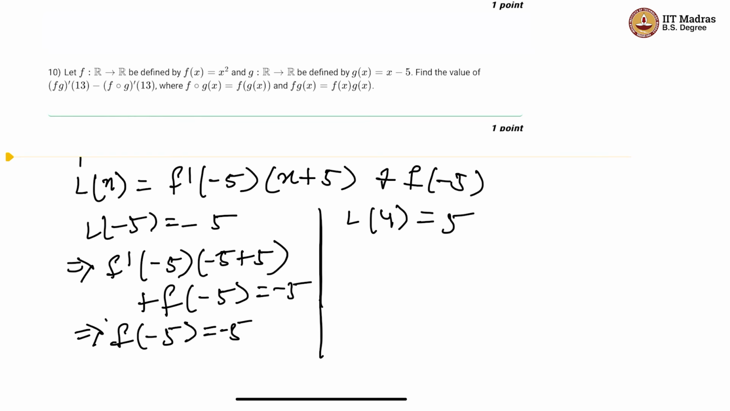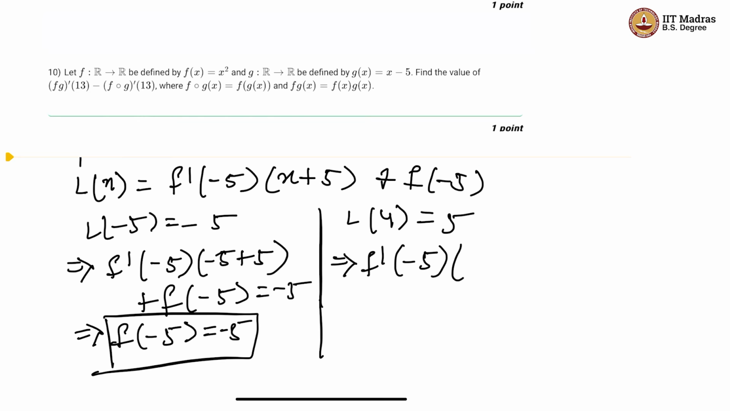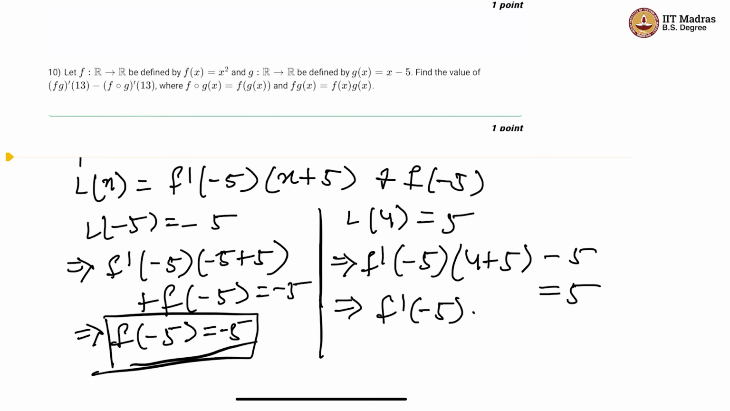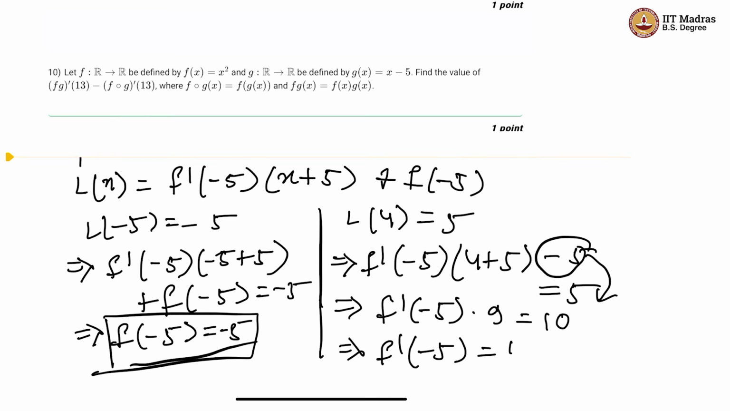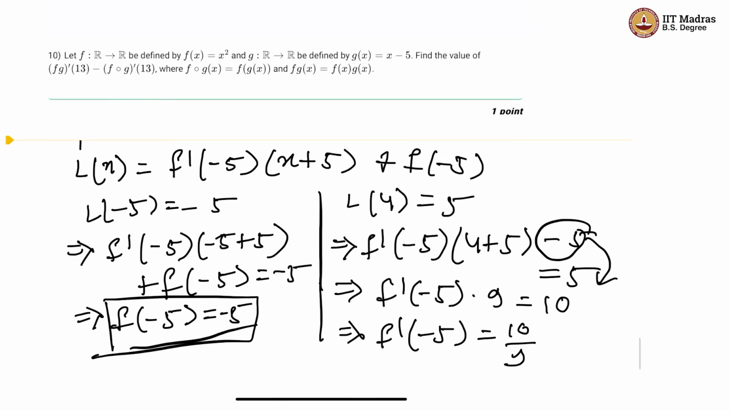Okay, and from here, f dash of minus 5 times (4 plus 5), and we will put the value of f of minus 5 from here, minus 5, equals 5. So f dash of minus 5 into 9 will be 10, right? We will take this 5 here, it will be addition. So then f dash of minus 5 will be 10 over 9. Okay, so this is our answer.